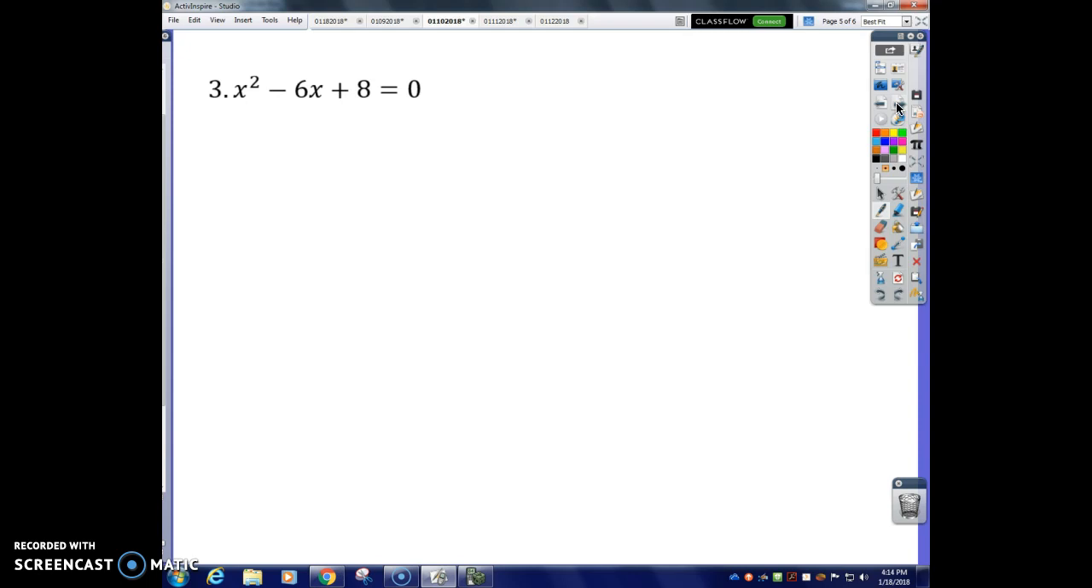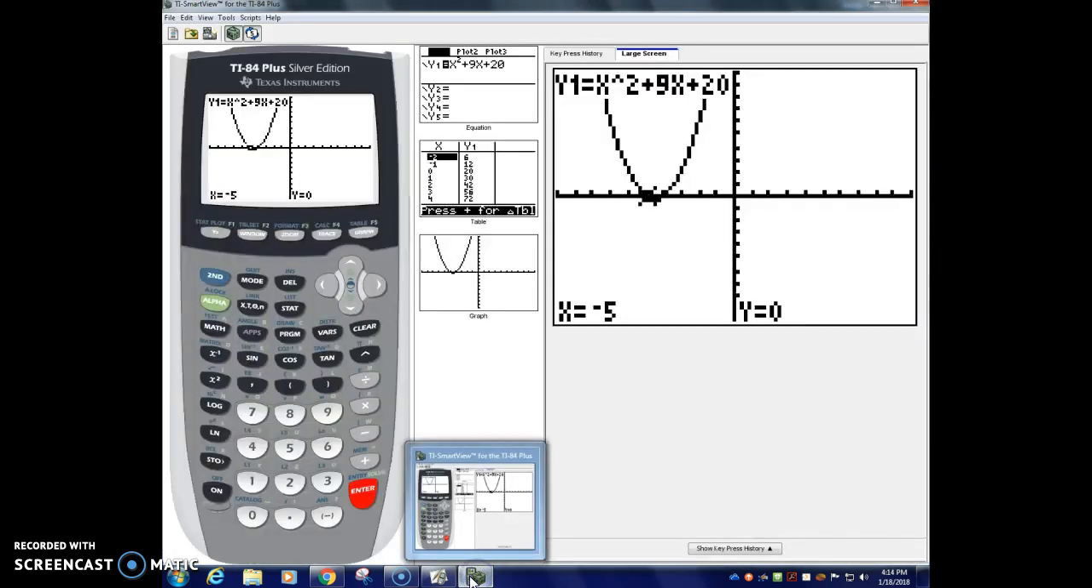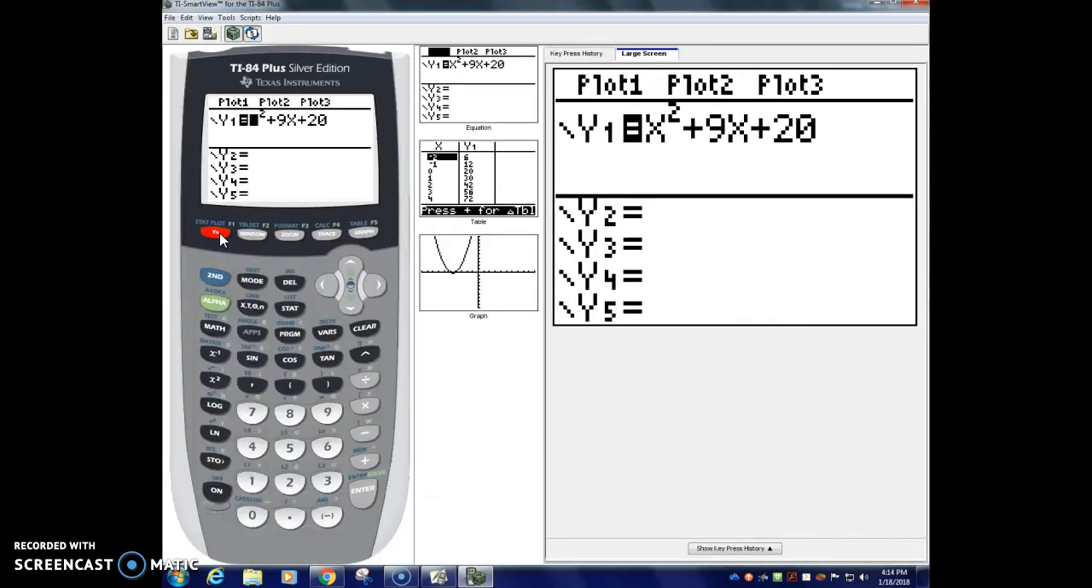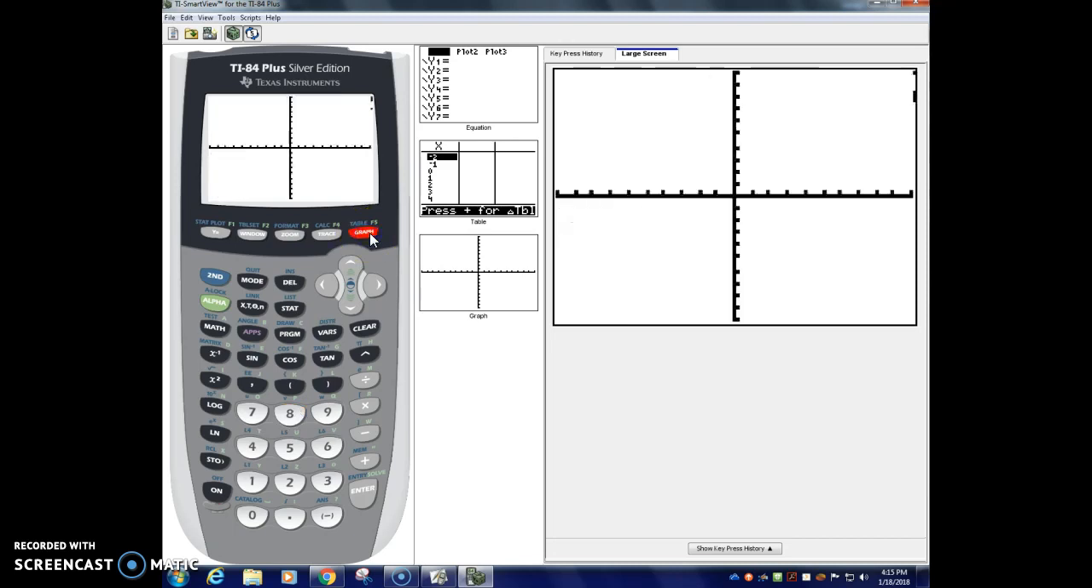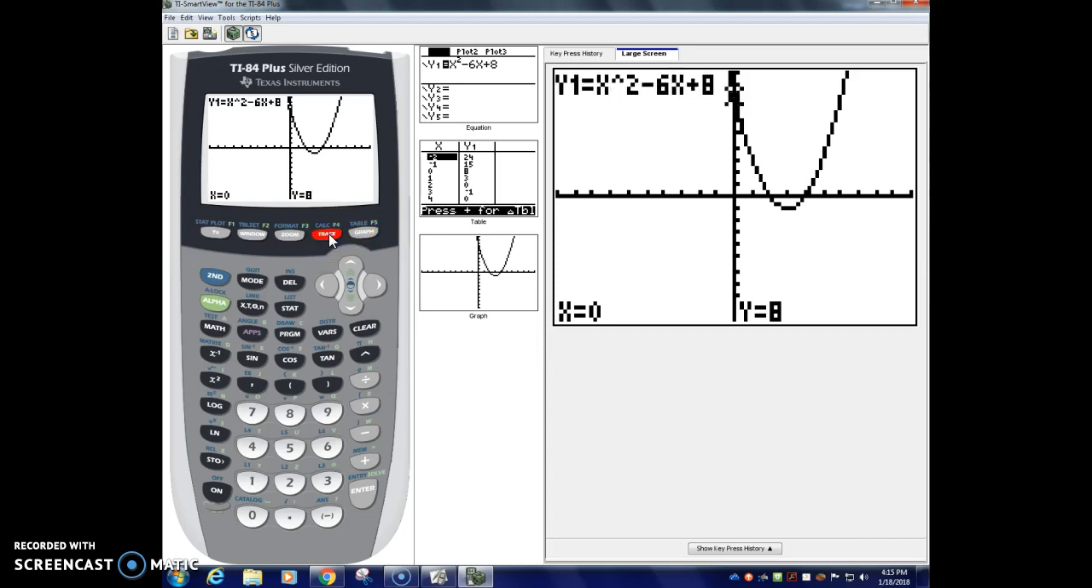X squared minus 6x plus 8. So we go to our calculator, go to y equals, and we have x squared minus 6x plus 8, and hit graph. And after graph, we hit trace. Don't forget to hit trace. Okay, we see at 1, 2, I think it's where it crosses.